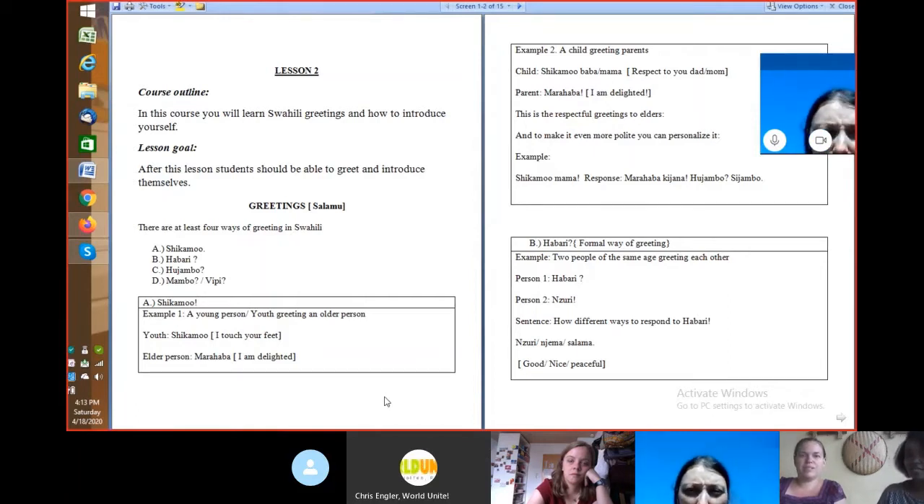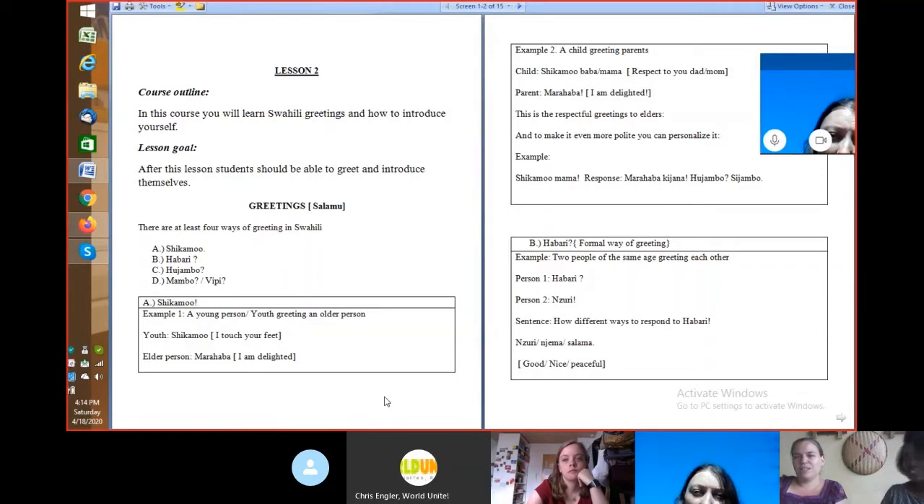Usually to be more polite or respectful, you have to specify who you are greeting with shikamo. If it's a man who could be around the same age as your dad or your parent, you say shikamo baba. If I say shikamo baba, the response will be marahaba. Old men like to say marahaba. Or shikamo mama, and the reply is the same, marahaba.